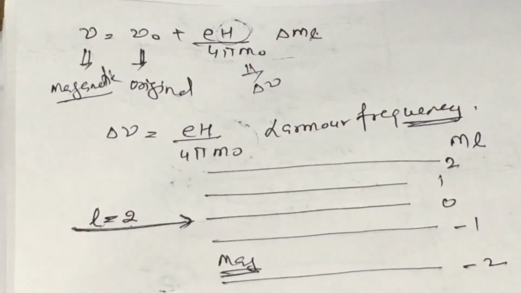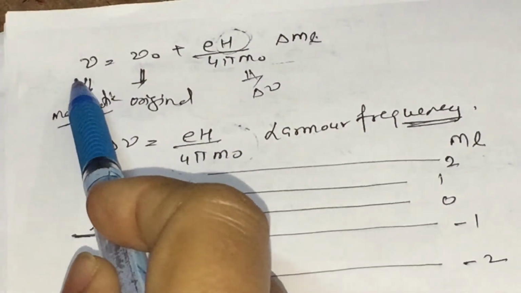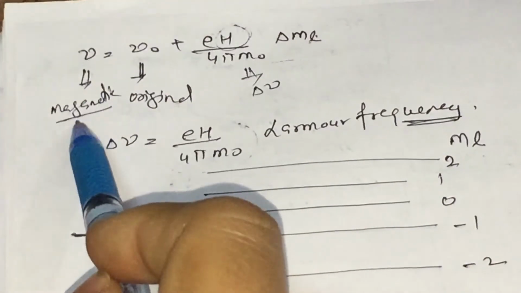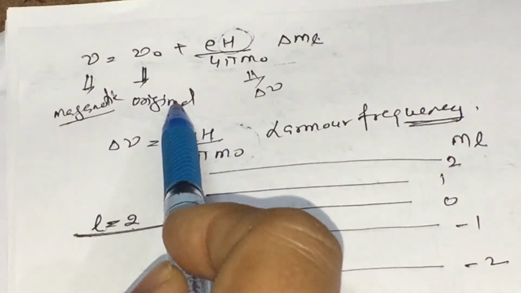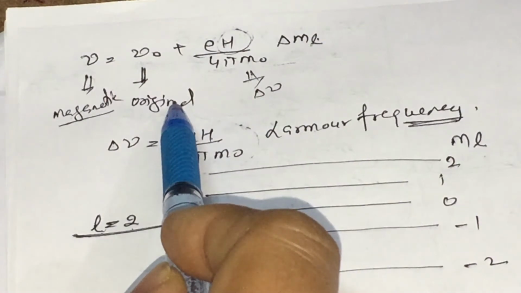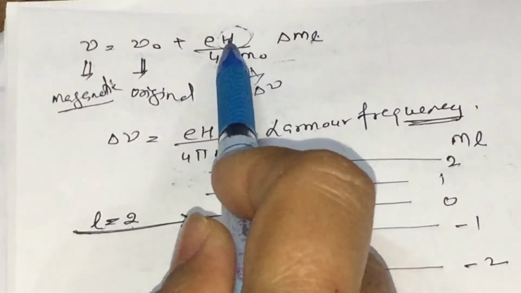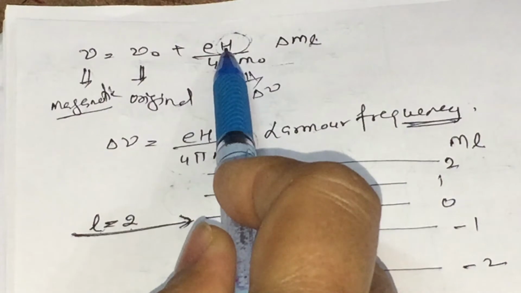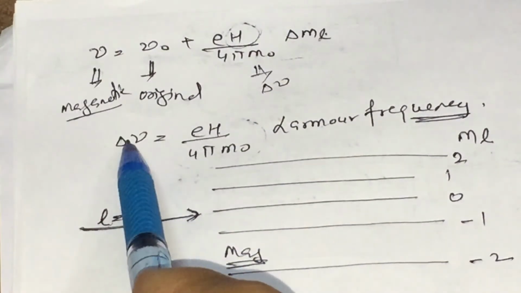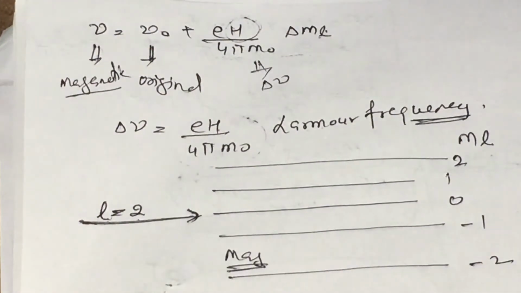This is the second part of the normal Zeeman effect. In the first part we found that this is the frequency of the electron in an orbit when a magnetic field is applied, and this is the original frequency of the electron moving in an orbital motion, and this is the frequency added when a magnetic field H is applied to the orbital motion of an electron. This constant value, that is eH upon 4 pi m naught, is known as the Larmor frequency.